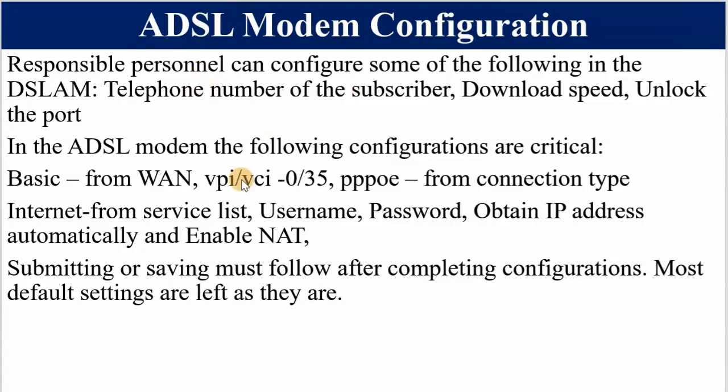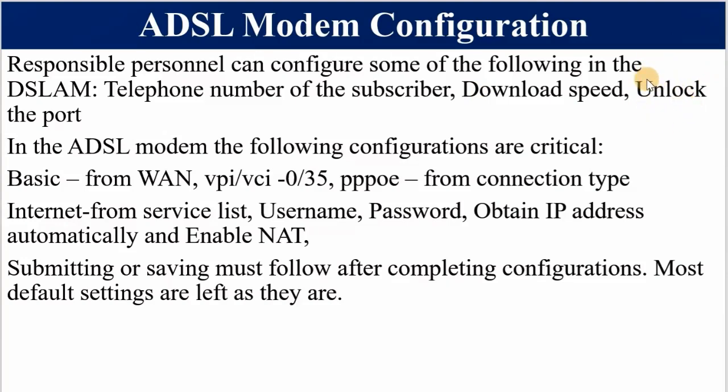Now, let's look at typical configurations that can be done in an ADSL modem as well as in the DSLAM. The following can be configured by designated personnel in a particular DSLAM. That is the telephone number of the subscriber, so that you can attend to it if it develops a fault. The download speed which the subscriber has paid for. And you must make sure that you unlock the port.